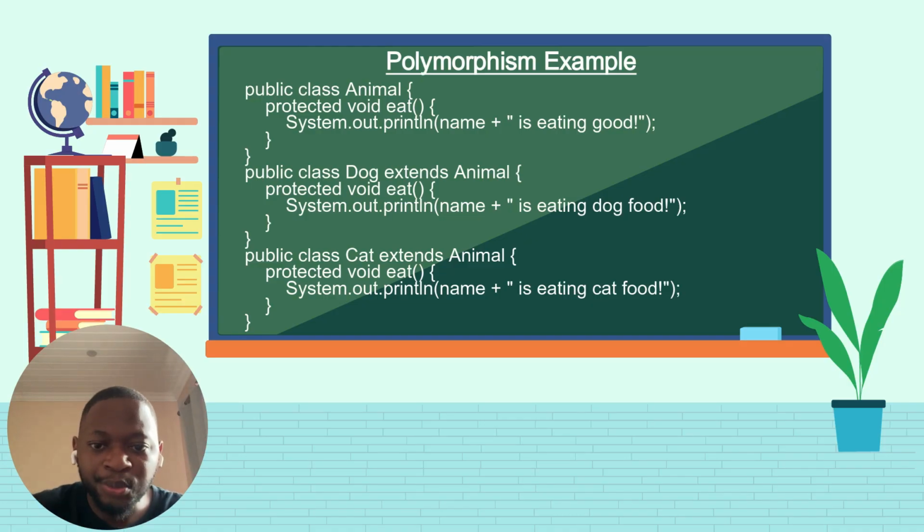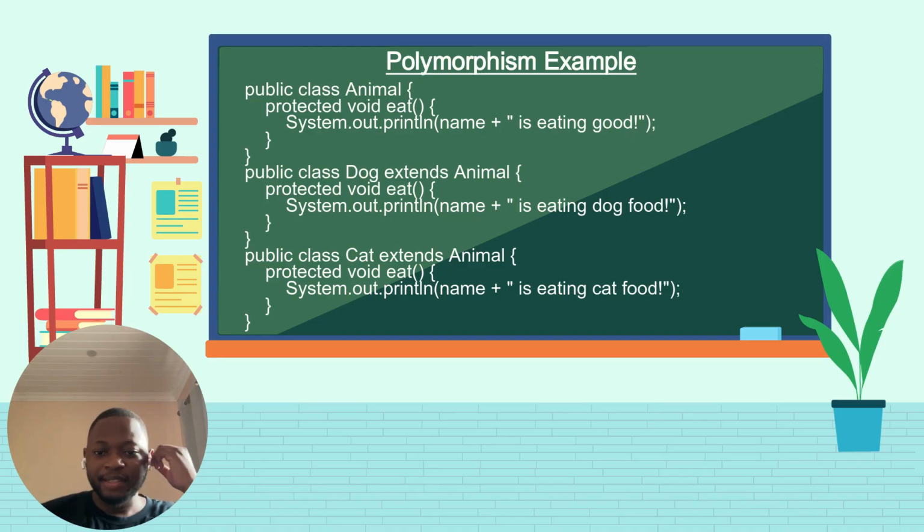And as you see below, we have the dog subclass that extends the animal superclass. Instead of having animal name is eating good, now we will have the animal name is eating dog food. It's completely different from our default eat method at our superclass. So when we create a dog object and invoke the eat method, what will be printed out is the animal name is eating dog food.